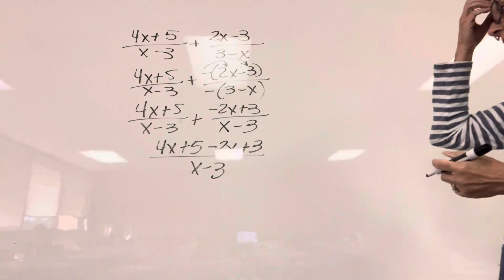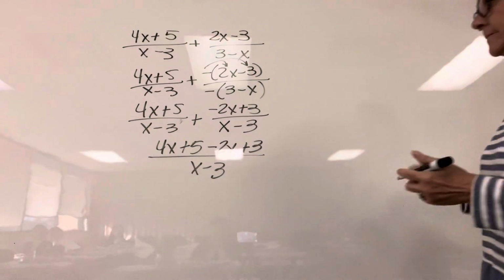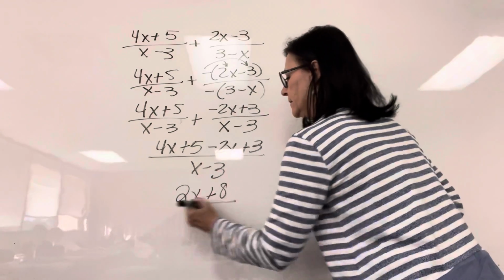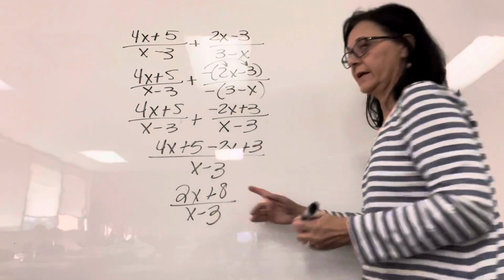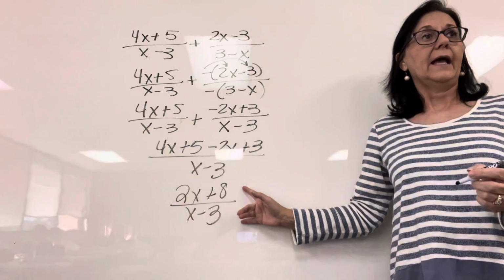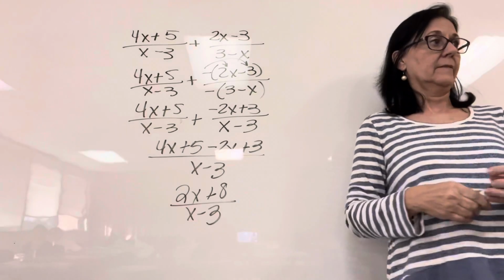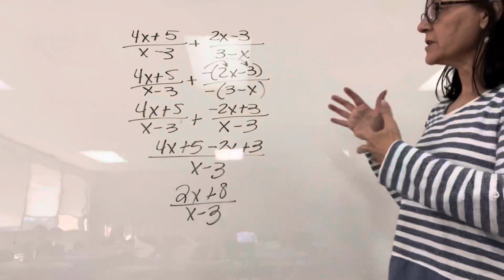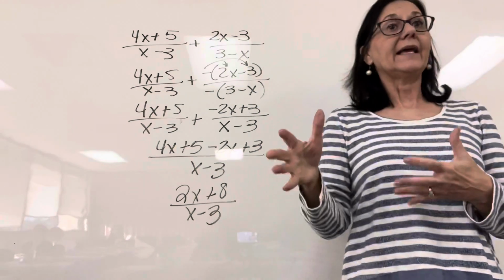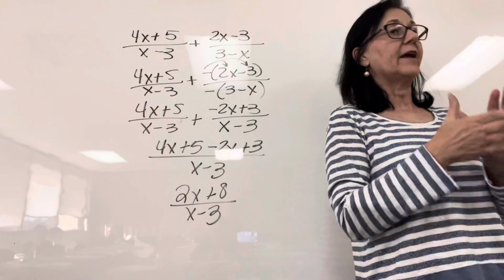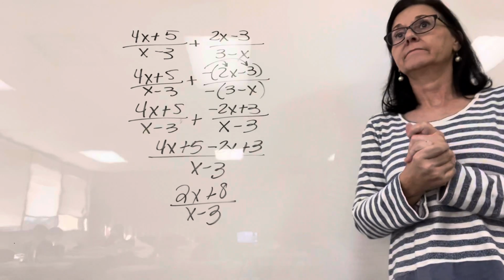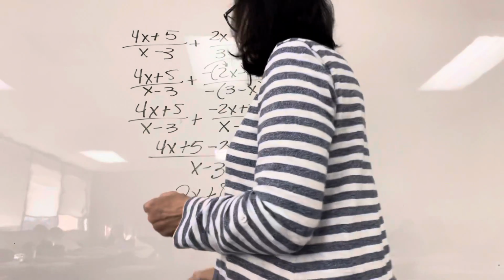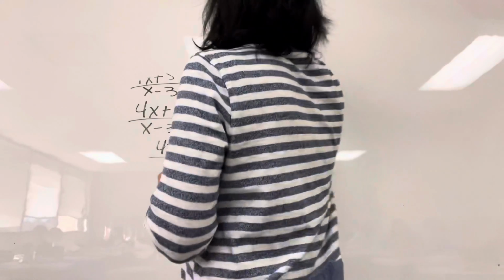Now I can combine my like terms. I end up with 2x plus 8 over x minus 3. This is the final answer. All right, so that's simply multiplying two terms in a fraction by a negative so that I end up with a common denominator. Okay? The second part of this lesson is 30, 60, 90 triangles.